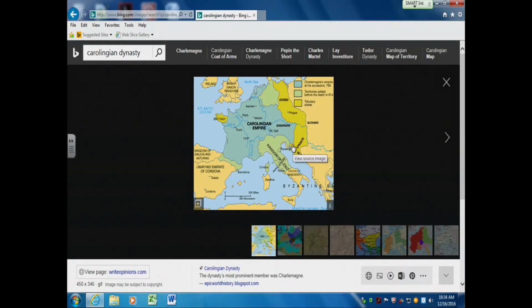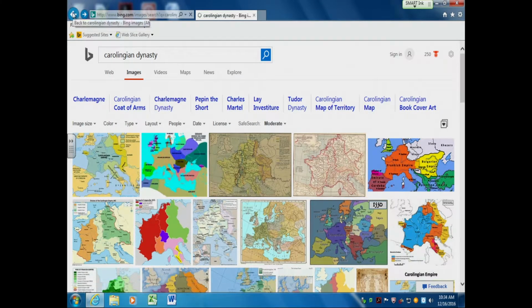This would be an image here of the Carolingian dynasty under Charlemagne at its height. So you can see it's a pretty substantial kingdom. It's kind of almost a rival here to the Byzantine Empire, and it certainly here is a blessing for the papacy. And I'll get to that in a moment.